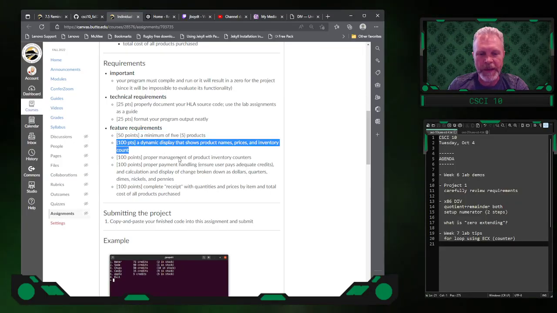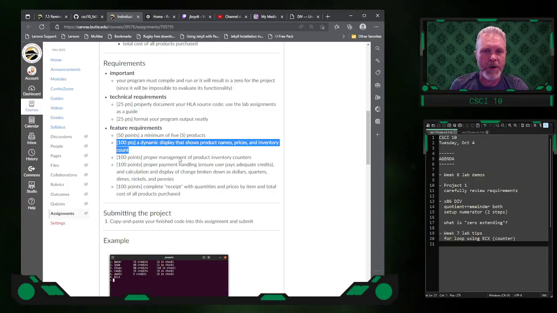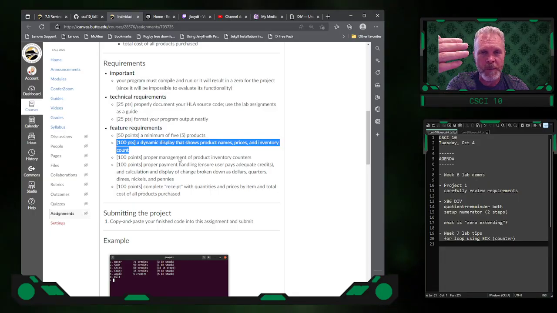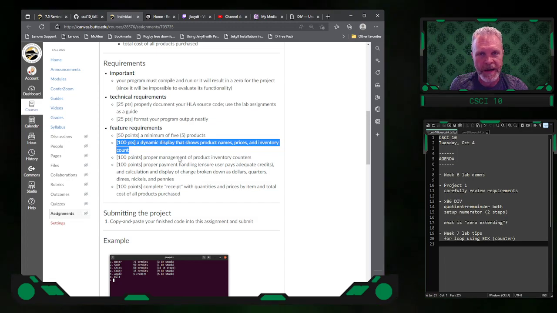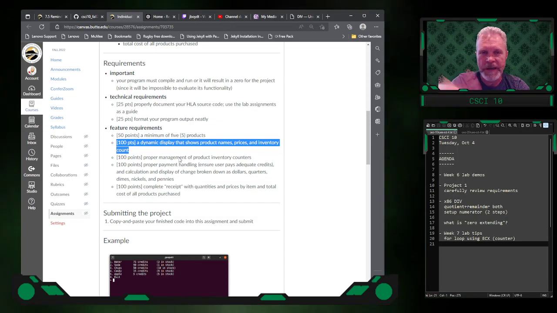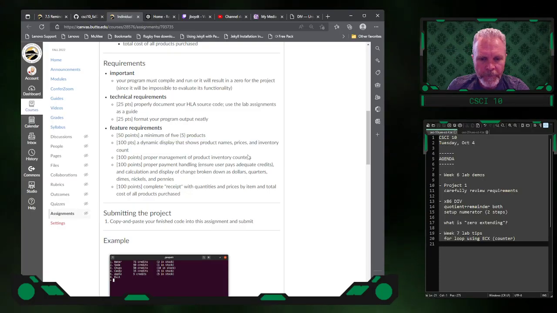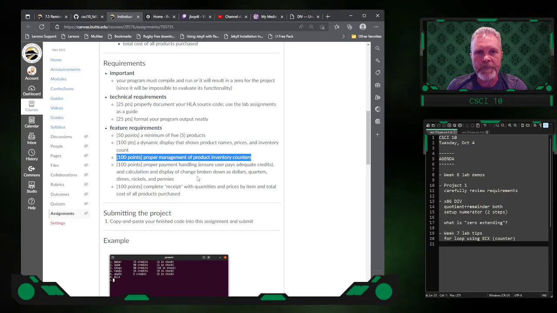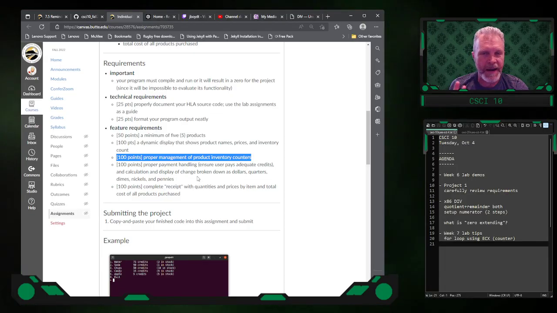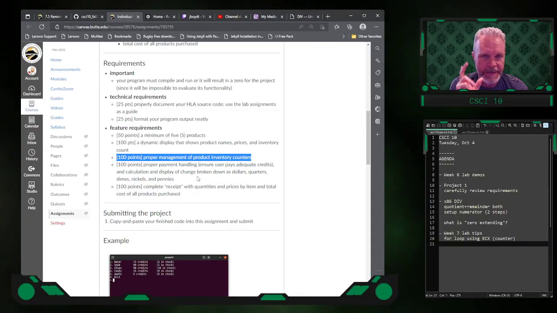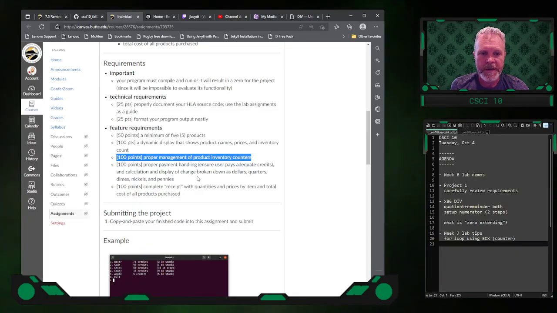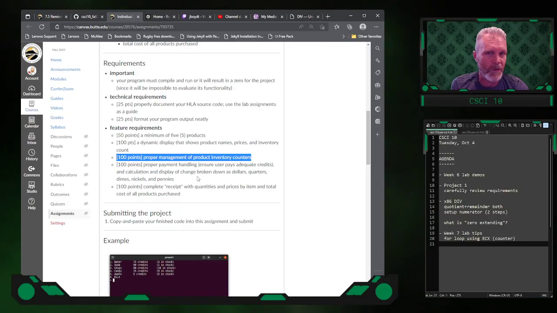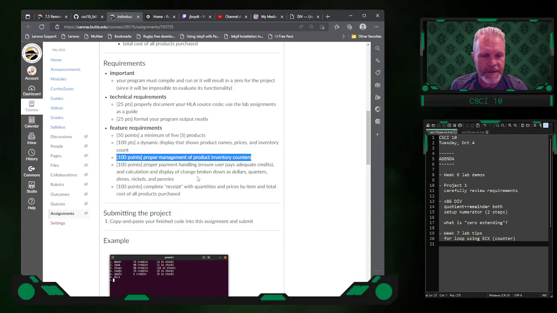A dynamic display. That means that when I select an item and I have purchased that item, I should return to the menu at some point, and it should show me the stock numbers having gone down for the item or items that I have purchased. And it should keep doing that over time. So proper management of the inventory counters means a couple of things. The main thing it means is that I shouldn't be able to purchase things after an item is sold out. You have to be careful about this because you don't have negative numbers, right? So you have to make sure that your logic is accounting for the fact that we only use unsigned integers.